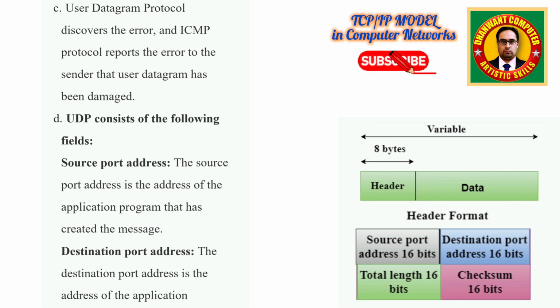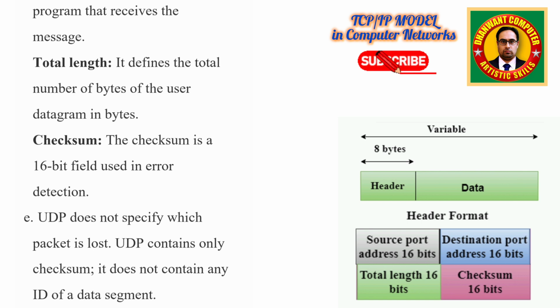D. UDP consists of the following fields. Source port address. The source port address is the address of the application program that has created the message. Destination port address. The destination port address is the address of the application program that receives the message. Total length. It defines the total number of bytes of the user datagram. Checksum. The checksum is a 16-bit field used in error detection.